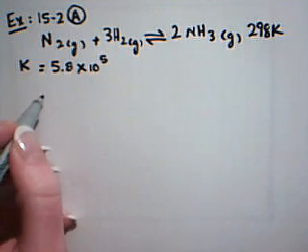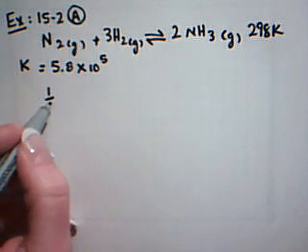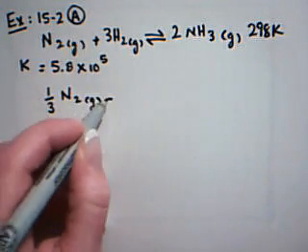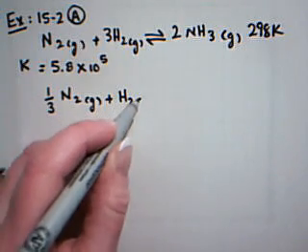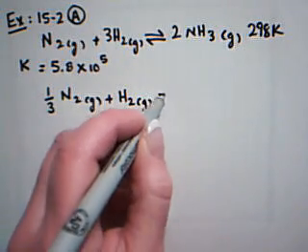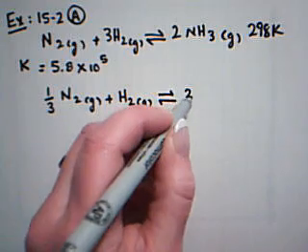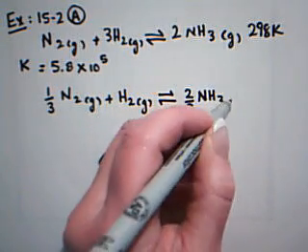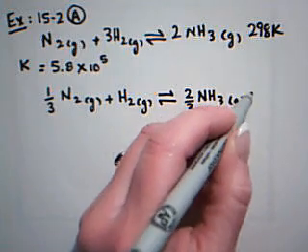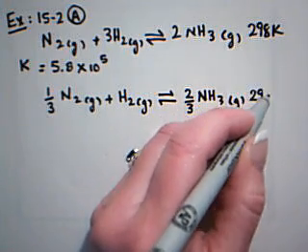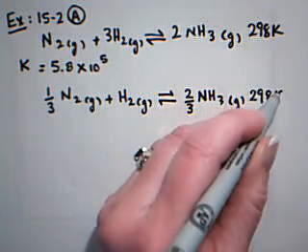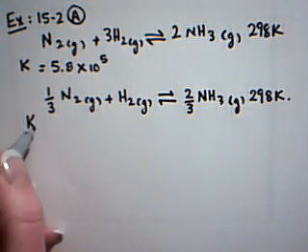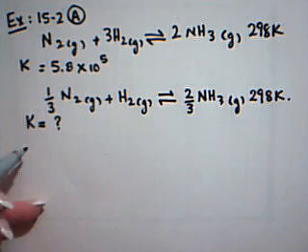So the question is, what is the K value for the following reaction? 1/3 N2 plus H2 gas, and that's in equilibrium with 2/3 NH3, and it has to be at the same temperature, or else the following relationship between the two Ks is not valid. So what is K for this reaction?